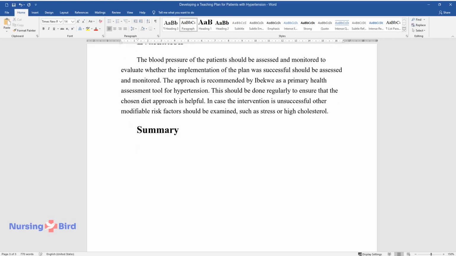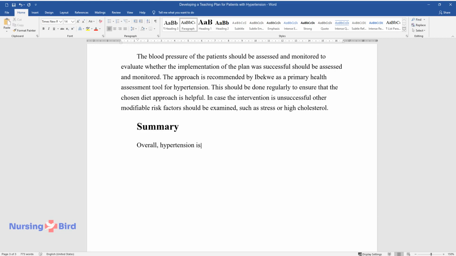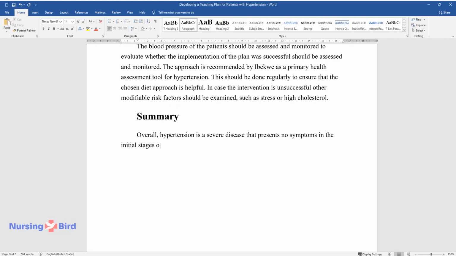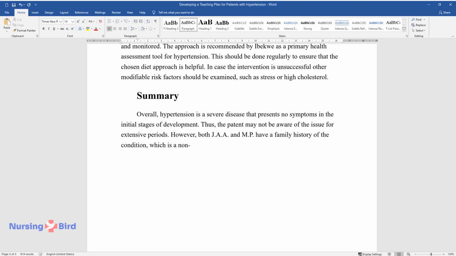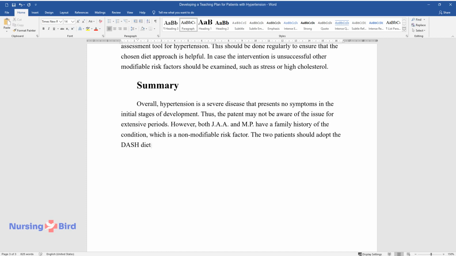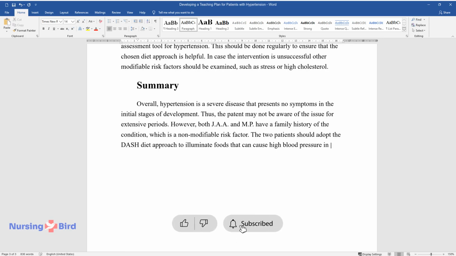Summary. Overall, hypertension is a severe disease that presents no symptoms in the initial stages of development. Thus, the patient may not be aware of the issue for extensive periods. However, both JAA and MP have a family history of the condition, which is a non-modifiable risk factor. The two patients should adopt the DASH diet approach to eliminate foods that can cause high blood pressure in the long term.